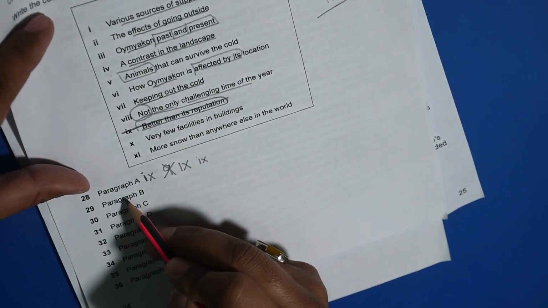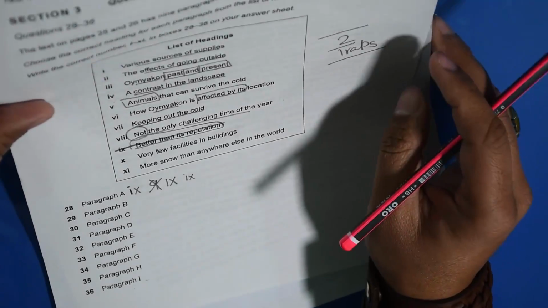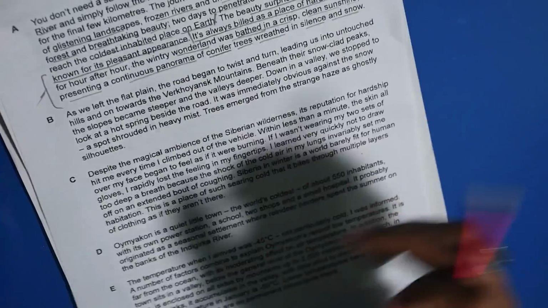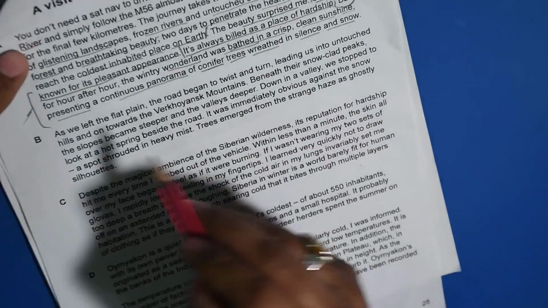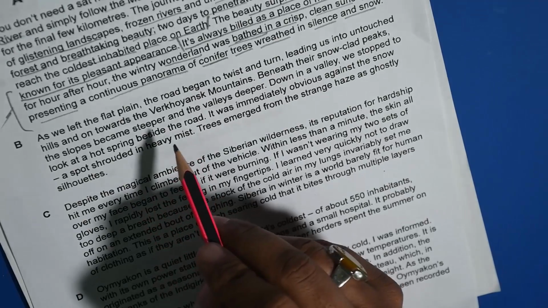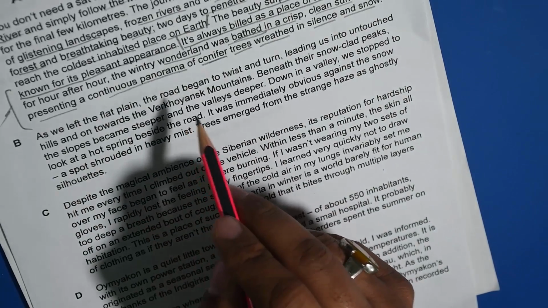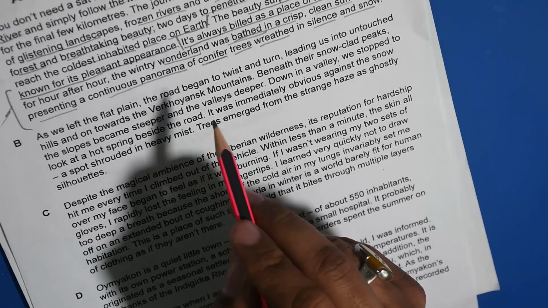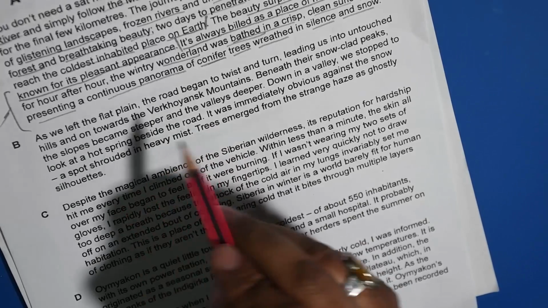Now let's go to paragraph B, and then we are going to see what is appropriate heading for that. Okay, it's a short paragraph, so you can read it all easily. And by the way, for section 3, you should spare around 30 minutes, because here there is a long passage. So do section 1 and 2 in 30 minutes, and for section 3 you should have half an hour.